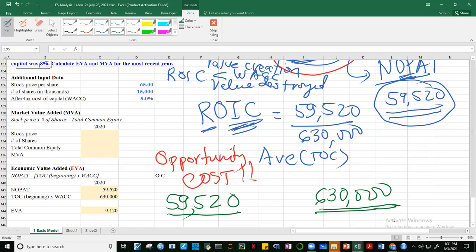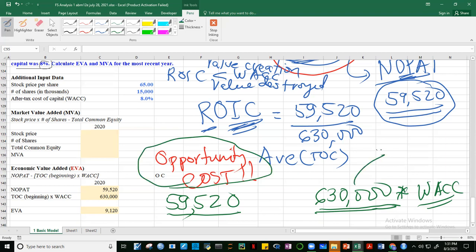Ano i-require ng investors natin? I-charge natin, no? For the use of the capital. We're going to use this interest rate, yung WACC. So in other words kasi, may opportunity cost dito sa mga investors. They could have placed this money elsewhere and earn interest. Bakit na ilalagay dito sa company nito? Itong operating capital na to.